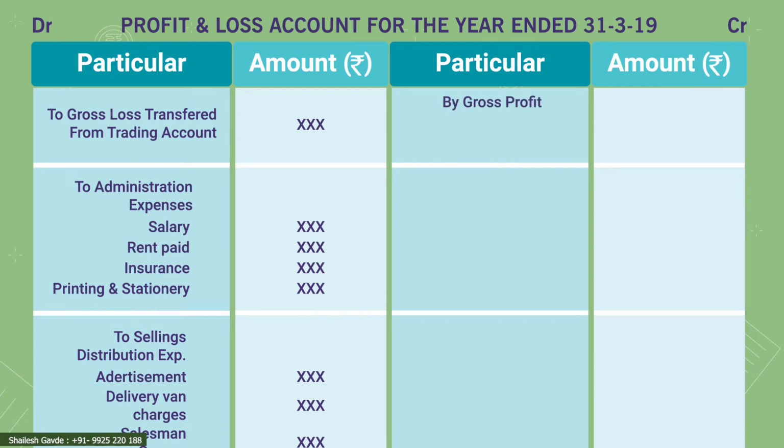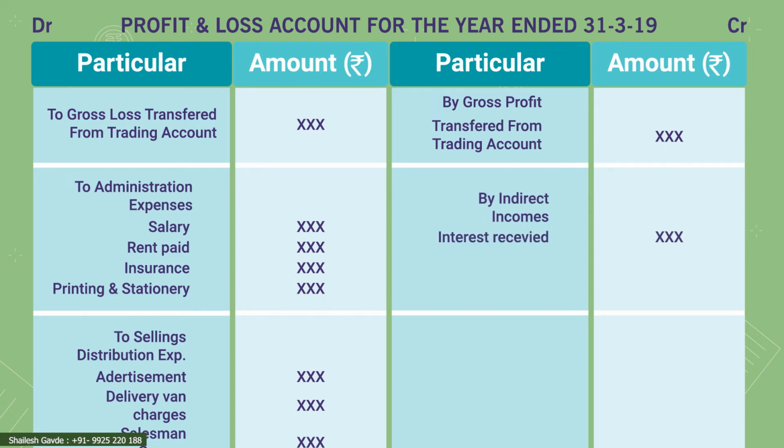If we talk about credit side of profit and loss account, the first item we record is gross profit which is transferred from trading account. Then we record all indirect incomes like say interest received, discount received, dividend received. Indirect incomes we don't classify into any groups. We just make a list of these indirect incomes.